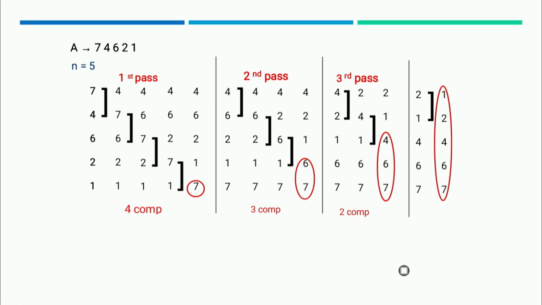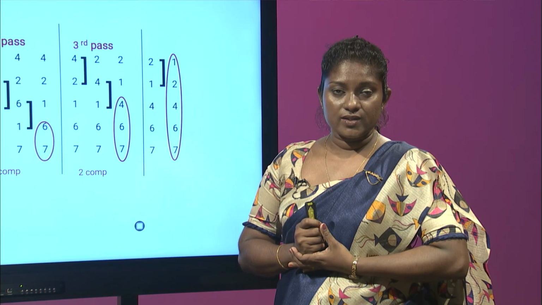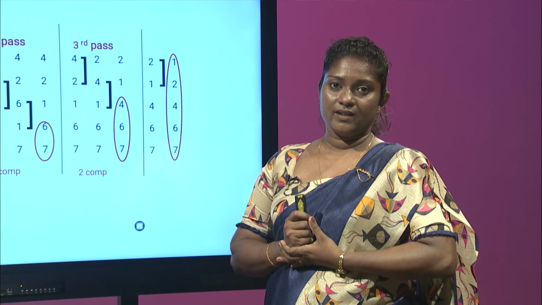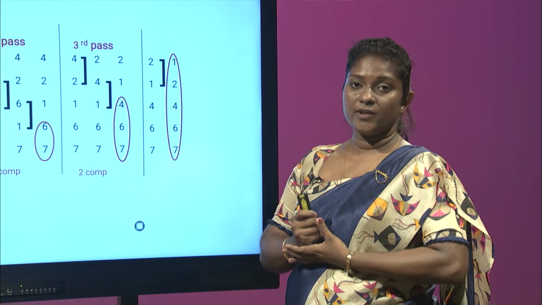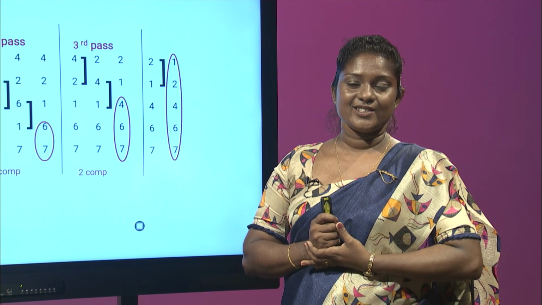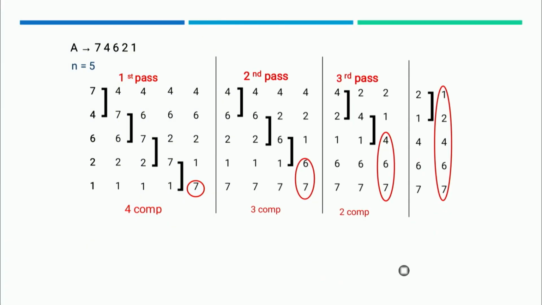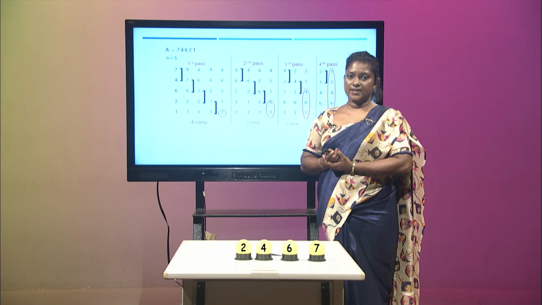Actually it is not needed because 2, 4, 6 and 7 are sorted. And the first element, that is number 1, is also already sorted. So now we have performed one comparison in the fourth pass. This is how bubble sort works.